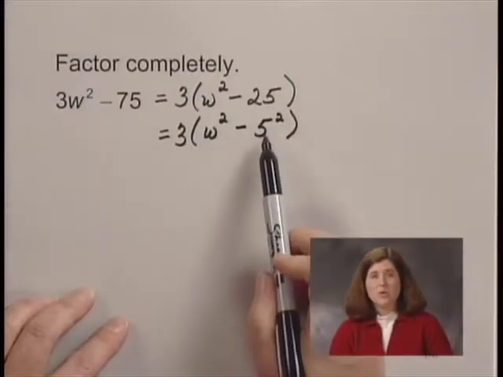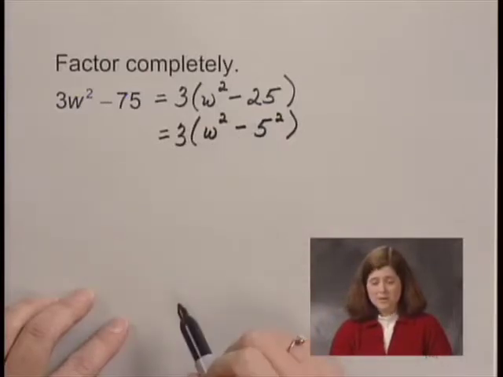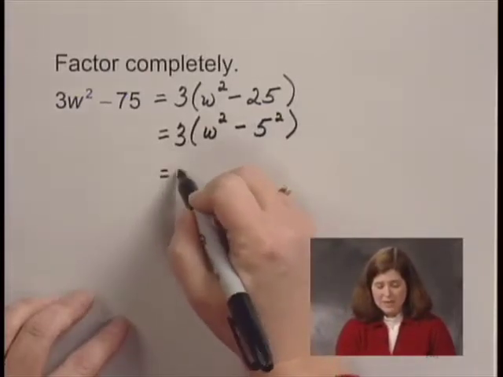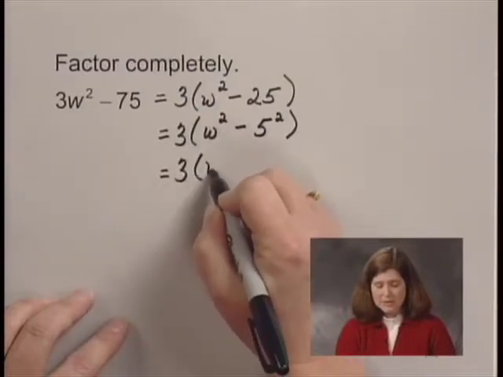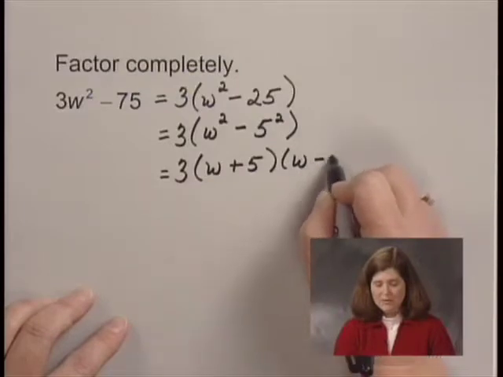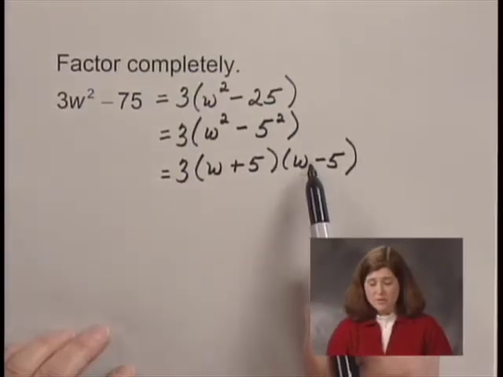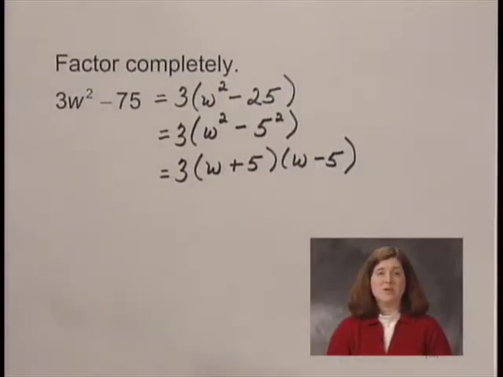Since we have 2 square terms and 1 is subtracted, we have a difference of squares. And I can factor this as 3 times (w plus 5) times (w minus 5). Since neither binomial can be factored further, we have factored this polynomial completely.